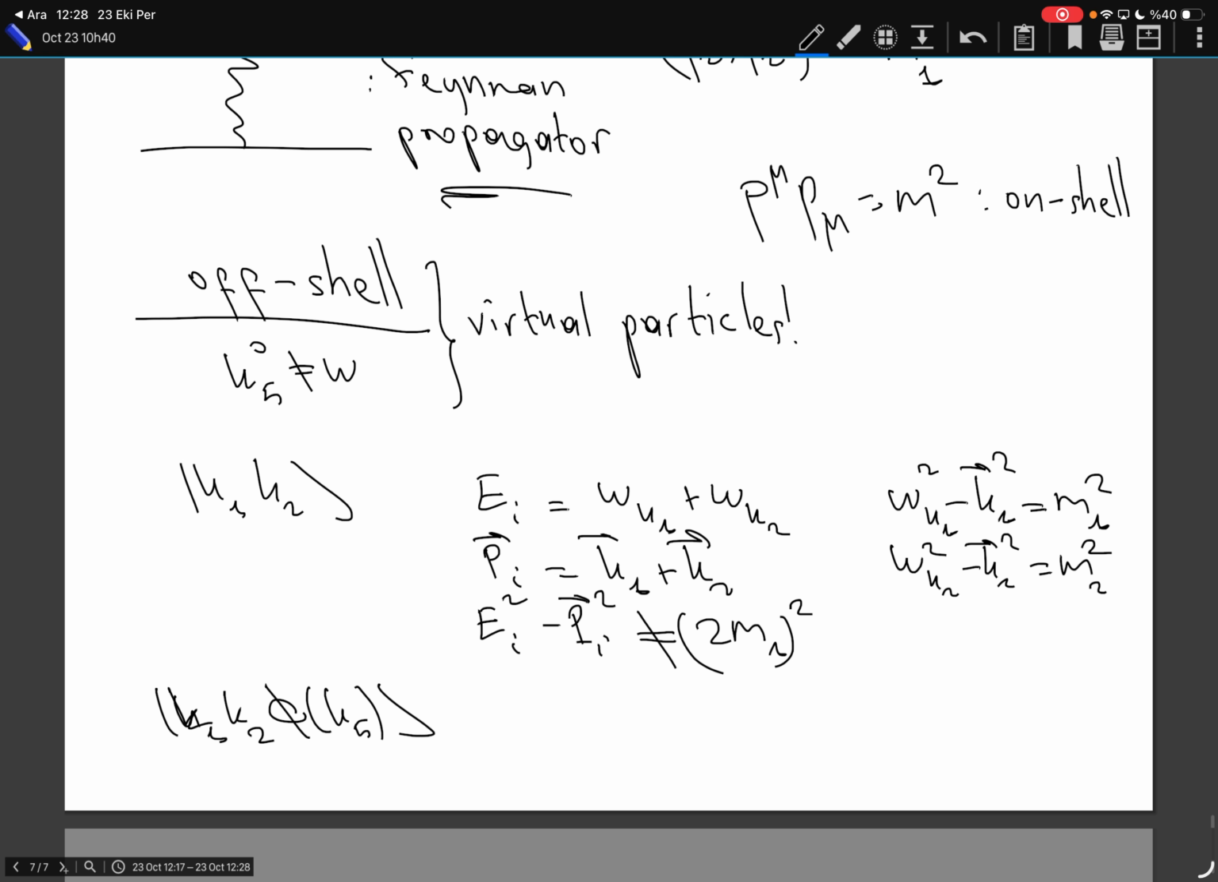Let me just write k1, k2. One of them will be p. One of the possible intermediate states was this one. The energy of this state is omega k1 plus omega p2 plus omega k5. The momentum of this state is k1 plus k2 plus k5.